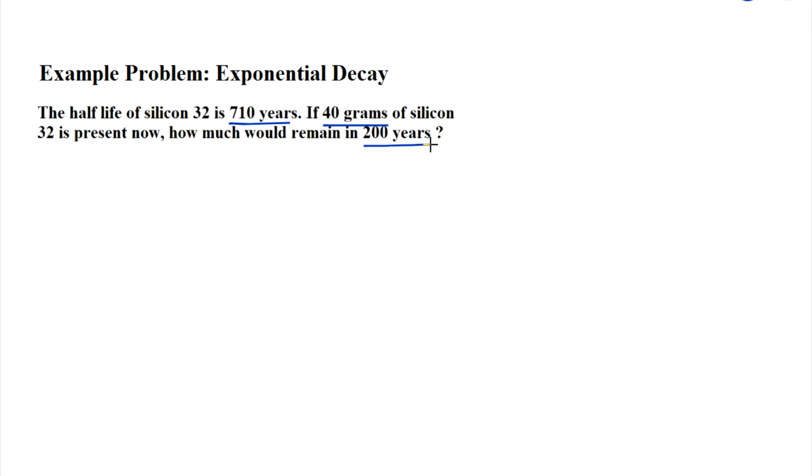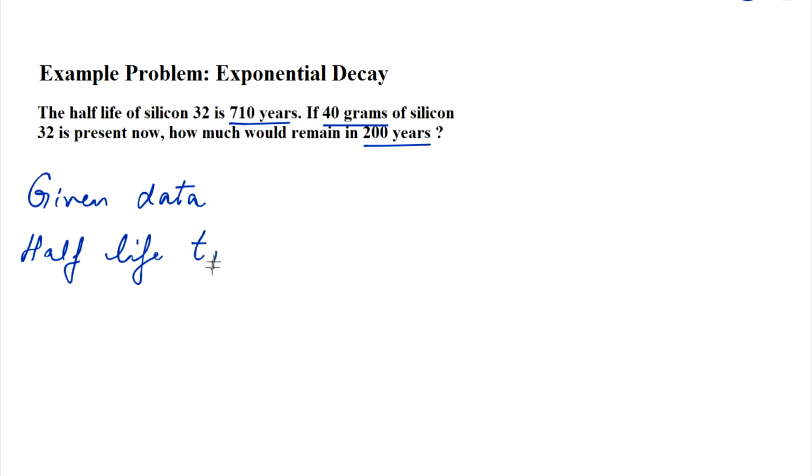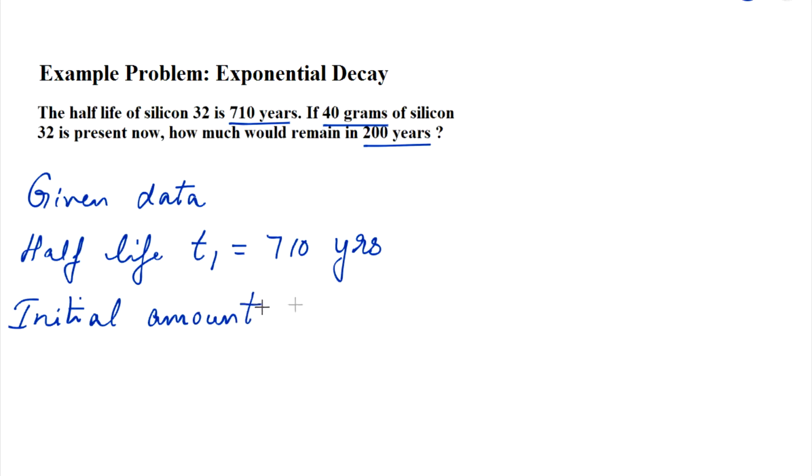Now, in order to solve any word problem, it is always best to note down the given information from the question. So we have here, let me write that down, the half-life, let's call this T1. Now T1 equals 710 years. Then we have been given the initial amount. Now the initial amount is usually denoted by the letter N0, and that's given as 40 grams.